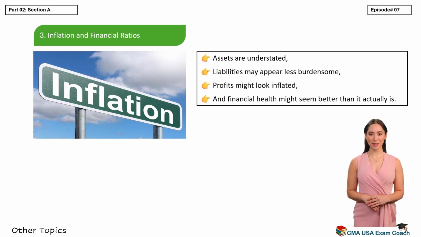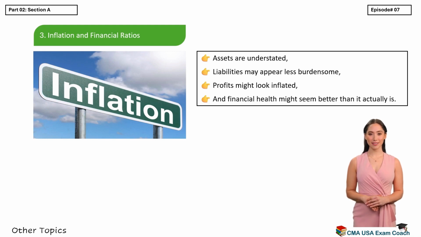Revenues and expenses. Revenue might increase with inflation as selling prices go up. However, if the cost of goods sold and expenses are based on older, lower costs, the profit margins might look artificially high. Loan impact. If a company has taken a loan at a fixed interest rate, inflation can benefit the borrower because they are repaying the loan with money that has lower purchasing power.